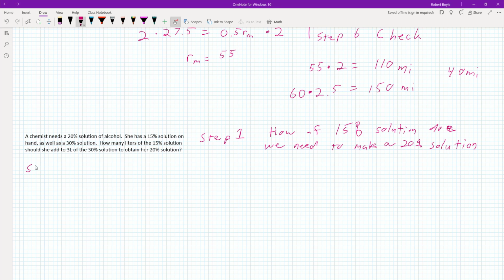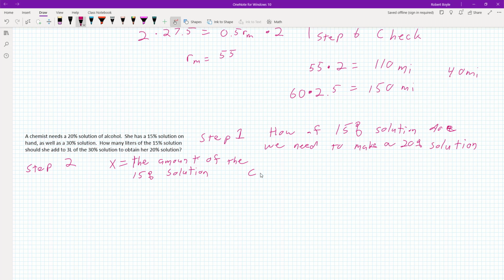Step 2, assign a variable. Okay, well, how about if we call x the amount of the 15% solution? And we also in step 2 have this table that we can use to help us come up with our equation for step 3.